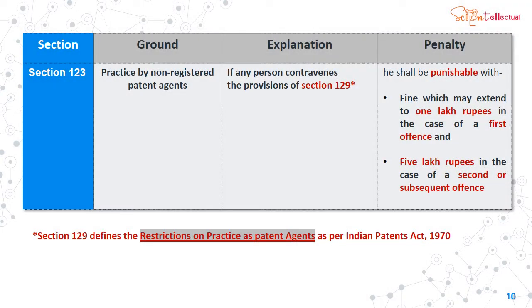Section 123. The ground is practice by non-registered patent agent. If any person contravenes the provision of Section 129, where Section 129 defines the restrictions on practice as patent agent, then he will be punishable with fine which may extend to 1 lakh rupees in case of first offence and 5 lakh rupees in case of second or subsequent offence.